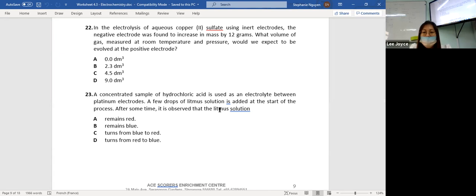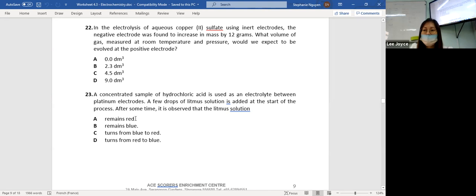See that? Because in the first place, the amount of H+ ions is actually more than that of hydroxide ions. And moreover, we have actually removed the chloride ions. So in the end, there will still be more H+ ions than hydroxide ions. That is why the litmus will still remain red.